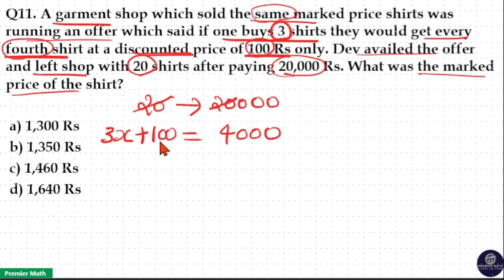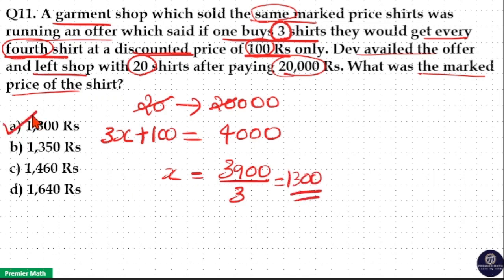Now 3x plus 100 is 4000 rupees. Now 3x, that is the cost of 3 shirts, is equal to 4000 minus 100, that is 3900, which means the cost of 1 shirt is equal to 3900 by 3, which is equal to 1300. So option A is your answer.